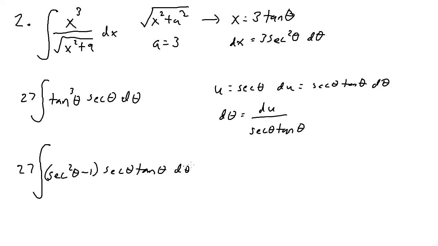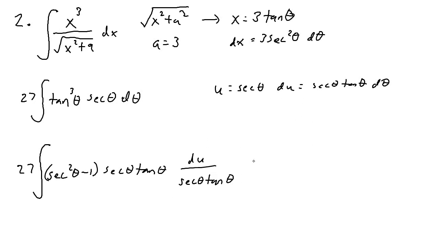So when I plug this in for d theta, notice the secant tangents will cancel, and so we're left with, and our u is obviously equal to secant, so I'm going to substitute that for u. We'll get 27 times the integral of u squared minus 1 du.